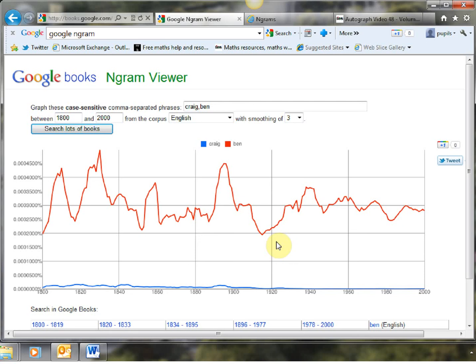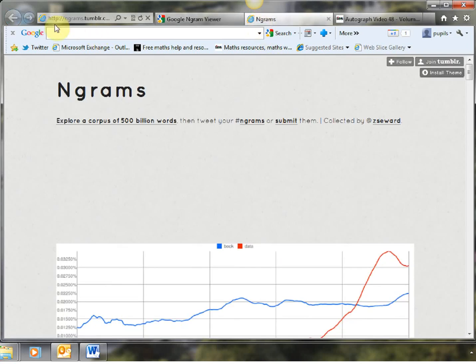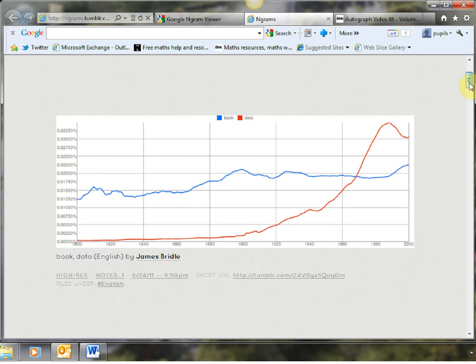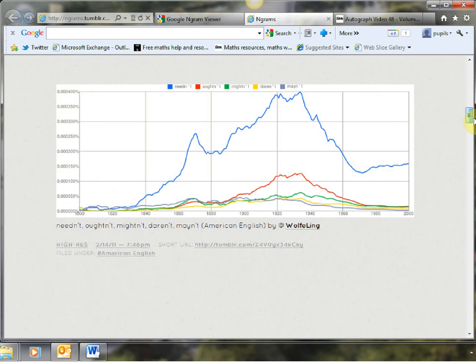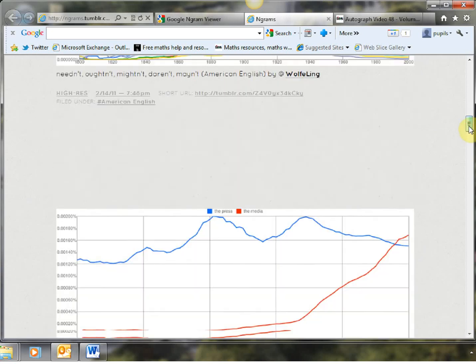There's lots of classic examples that have been found by people. If you go to the website Ngram's Tumblr, if you just Google Ngram's Tumblr, then what you've got here is people submitting some of their favourite examples. So you've got book versus data there, street battles, street protests and street musicians. That's quite a nice one. This is one of my favourites here. Is this all the different words? Needn't, oughtn't, mightn't, daren't and mayn't. They're all the different uses of those.